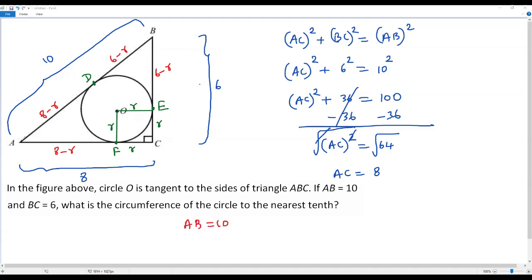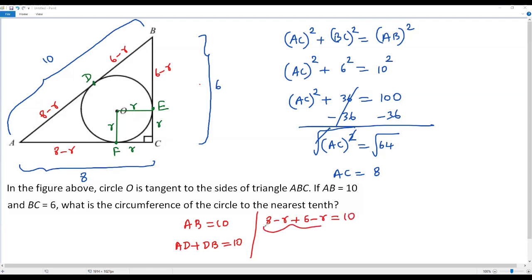And we can write this length AB into two parts, that is AD plus DB. Let me write it over here. So instead of AB, we can write AD plus DB equals 10. So when I add the lengths of AD and DB, that is equal to AB. We know the length of AD, that is 8 minus R. We can plug in this 8 minus R for this AD and this 6 minus R for DB over here. Let me do it. 8 minus R plus 6 minus R equals 10.